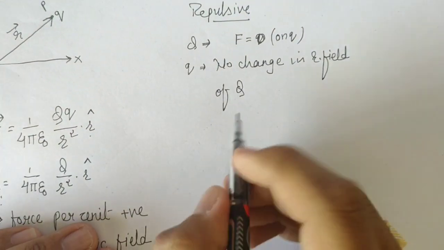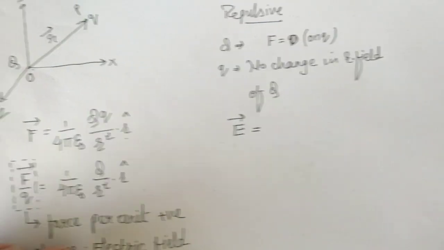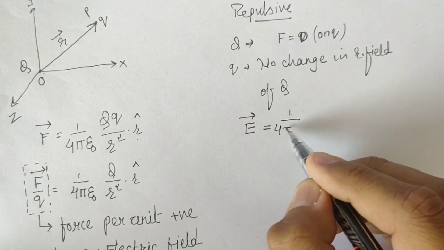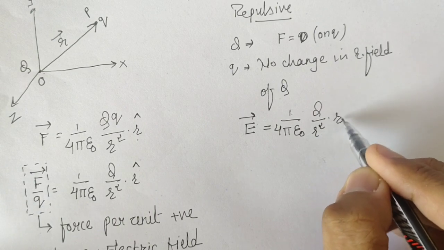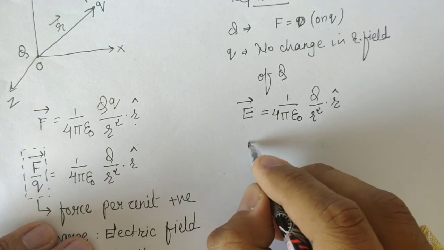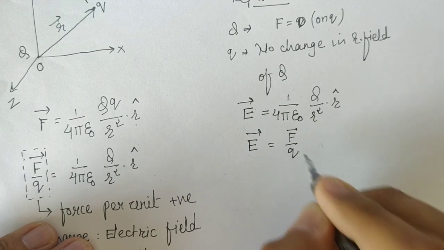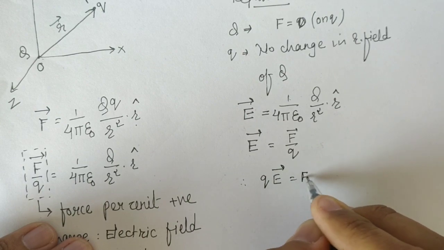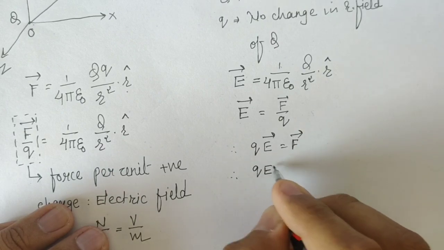So the electric field of the capital Q, according to this equation, is 1 upon 4 pi epsilon 0, Q by r square, into r caret. Here E equals F by q. Therefore q into E equals F. Take the scalar form: qE equals F.